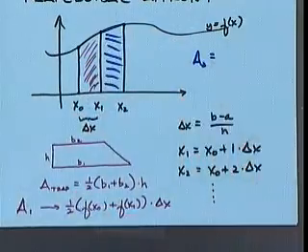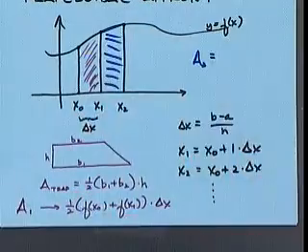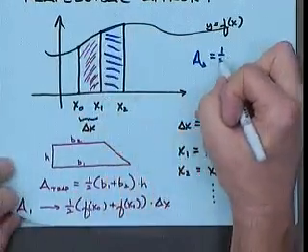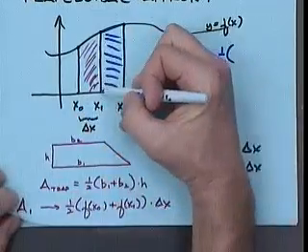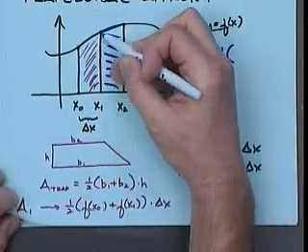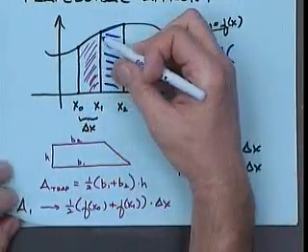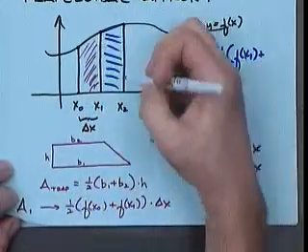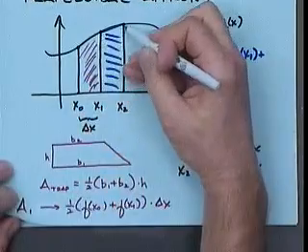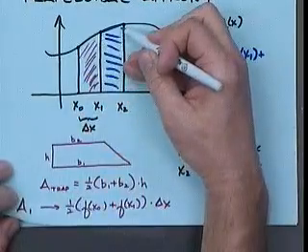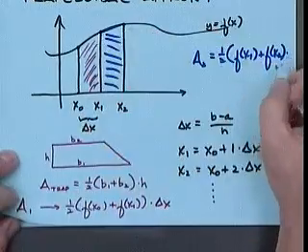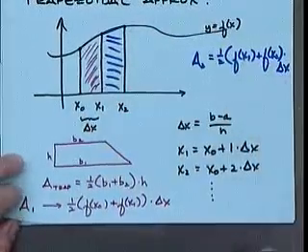Let's figure out the second. No, it's not a rectangle. Sorry, it's a trapezoid. Our second trapezoid would be 1/2 — well, here's our initial base, f of x1, and then the second base. The bases are the parallel sides in a trapezoid, times delta x, right?